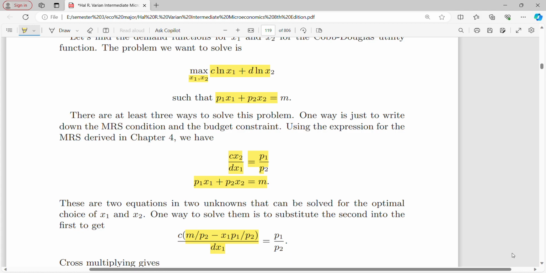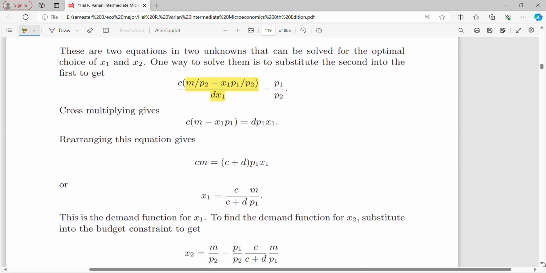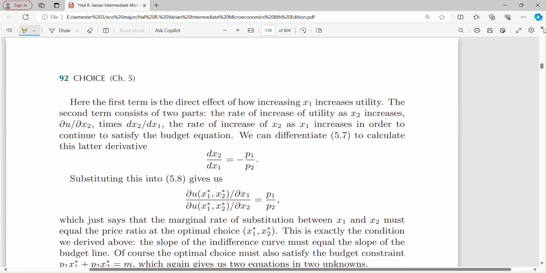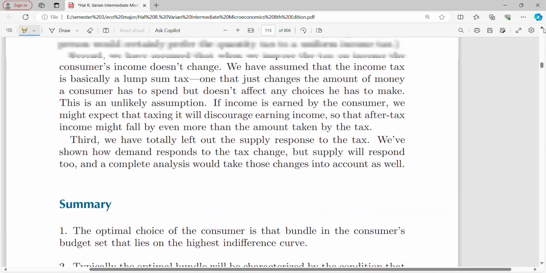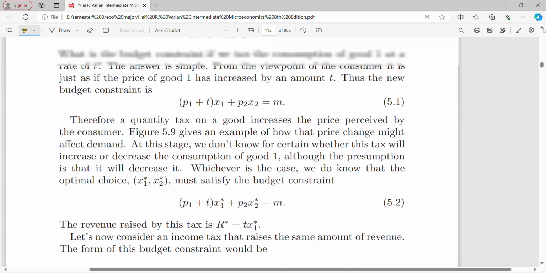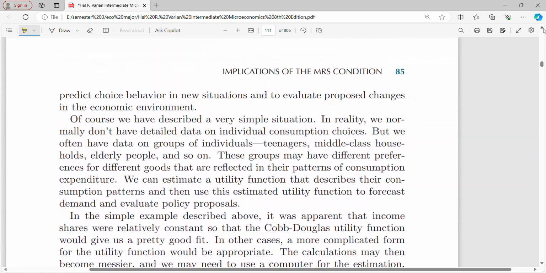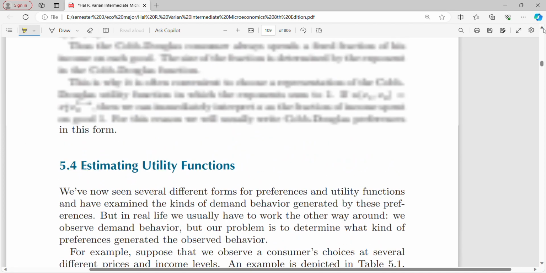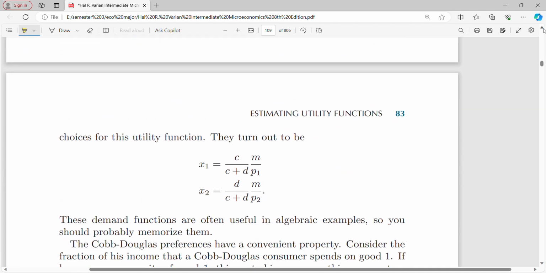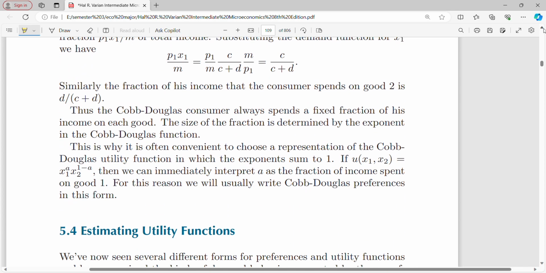So this is how we get it, and we'll just cross multiply. Cross multiply both sides, and we'll get this answer. Rearranging this, we'll get this. That's it. So this is how the Cobb-Douglas utility function is derived. We'll go to the problem again. So you can study that.